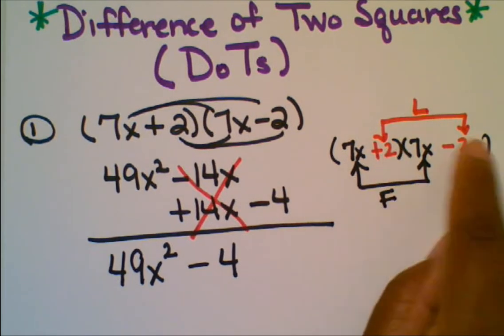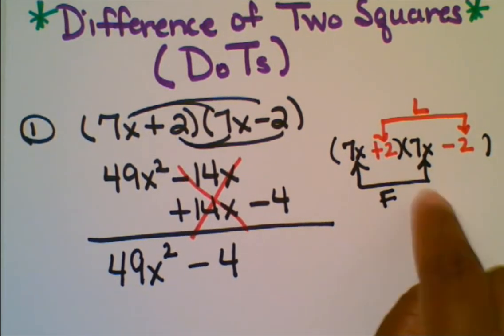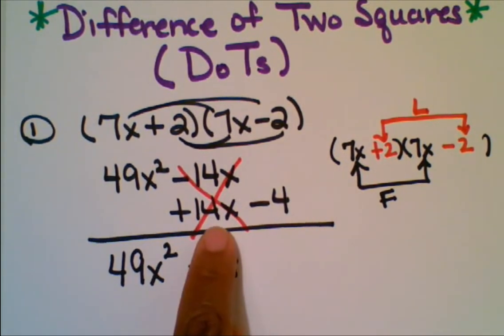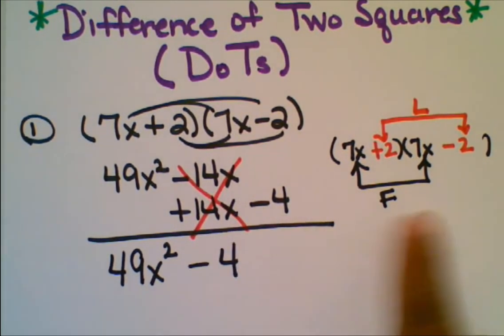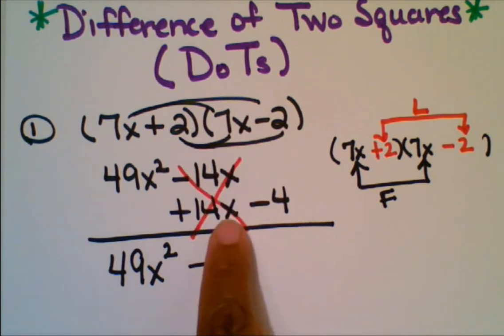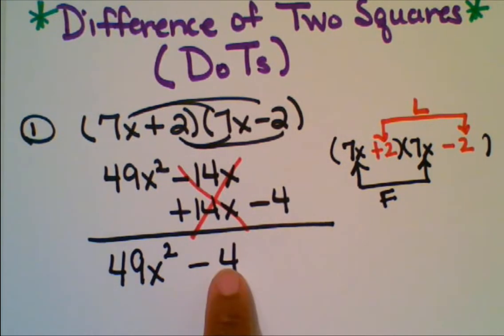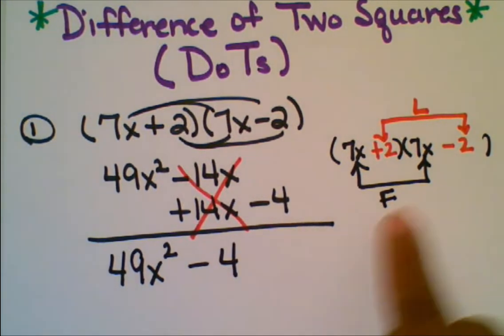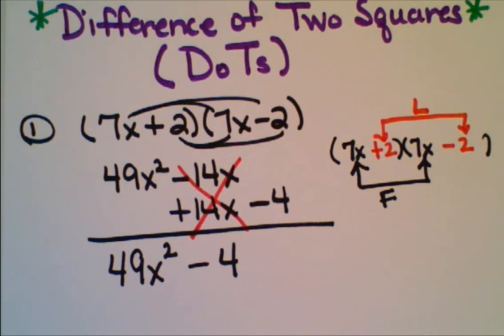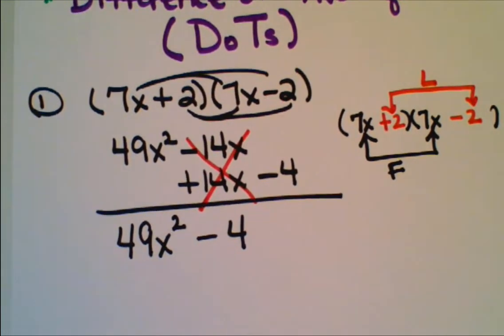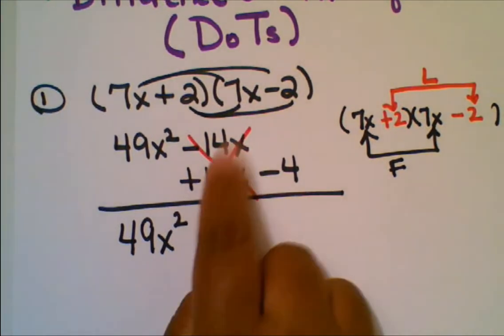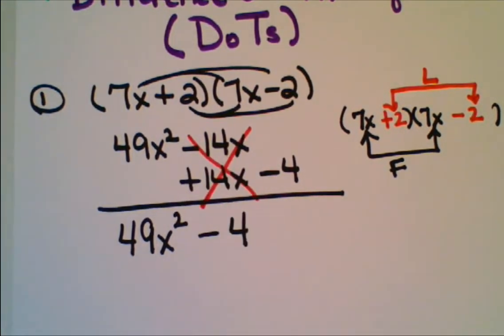At some point you'll be able to say, okay, I don't have to do the complete FOIL because I know that the outer and inner terms, the middle terms of FOIL, will cancel every time. But until you become familiar with this pattern, and practice a lot, I would recommend that you show the complete FOIL so that you know that the outer and inner terms are going to cancel out.